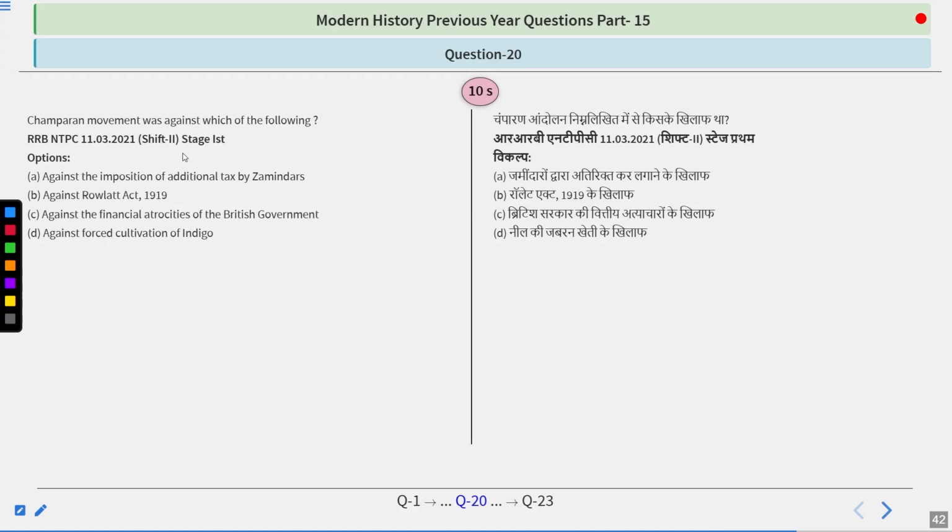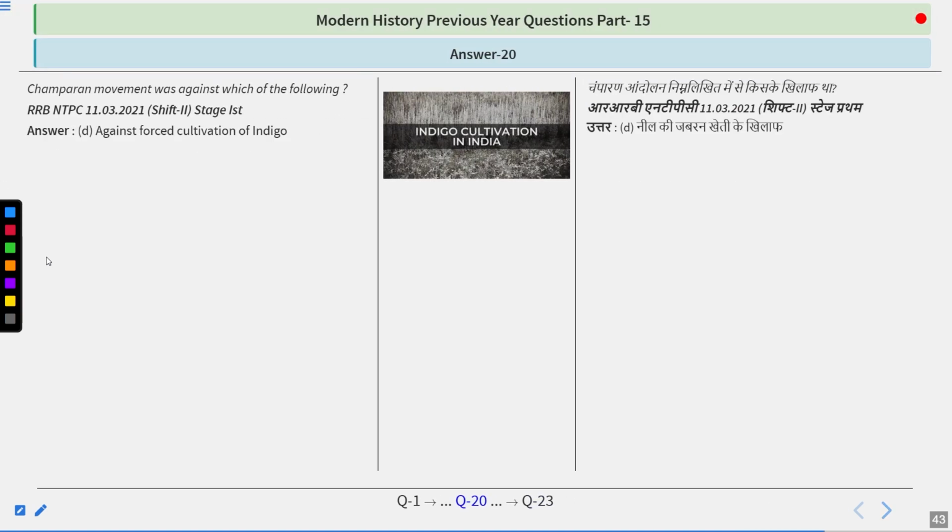Champaran movement was against which of the following? Against the imposition of additional tax by zamindars, against the Rowlatt Act 1919, against the financial atrocities of the British government, against the forced cultivation of indigo. Try to think about it. And the answer is quite simple: against the forced cultivation of indigo.